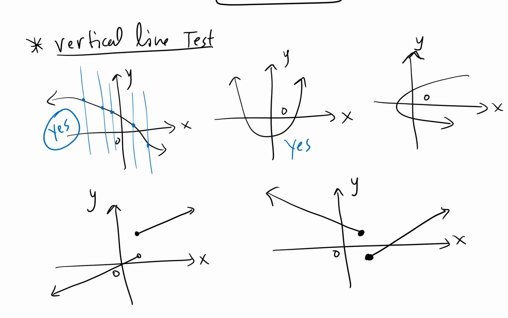What about the next one? Is this a function? No, the third graph is not a function. This is because it crosses the graph at more than one point. Not a function.